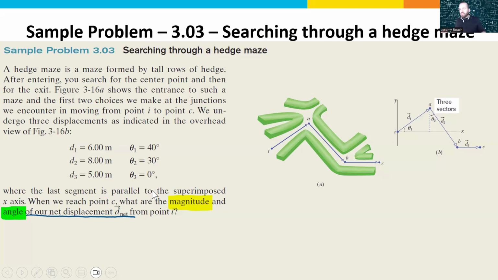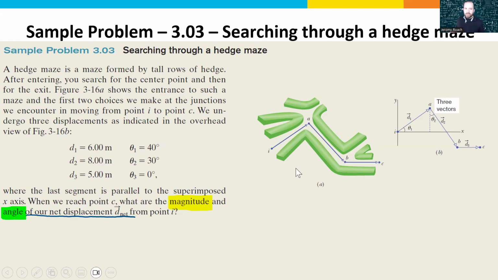I think most of these problems are best when we go over examples. So here is an example: searching through a hedge maze. So this maze is formed by these tall rows of hedges. And after you get in the maze, you look for a center point and then for the exit. So here's where you'd start. You look for center point, and then you're trying to leave the maze.